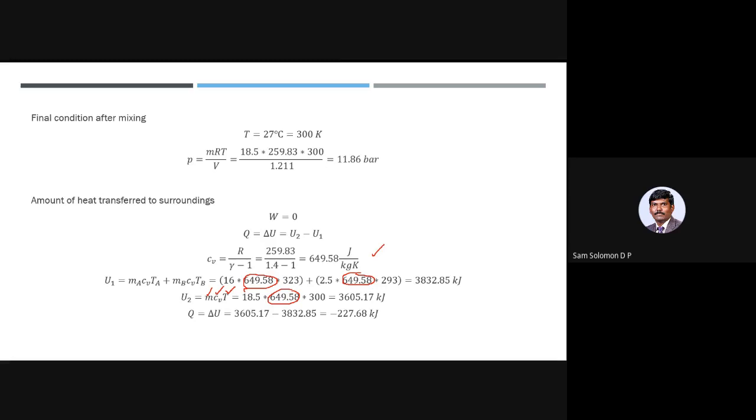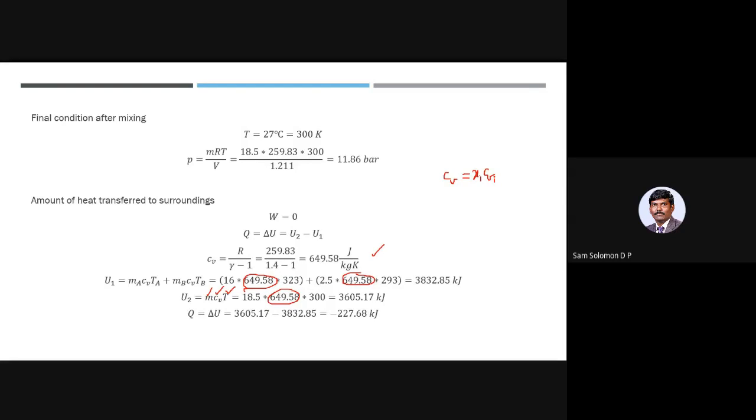Maybe in a problem that you may need to solve, if one vessel has got oxygen and the other vessel has got nitrogen, then this CV will be different. Then this CV will be the sum of Xi into CVi, so the mole fraction of oxygen multiplied by CV of oxygen plus the mole fraction of nitrogen into CV of nitrogen. That we have seen already. So that is how you should be able to find out U2. So Q is equal to U2 minus U1, which gives us minus 227.68 kilojoule. A simple problem over here. Steps are lengthy, but there is nothing complicated here.